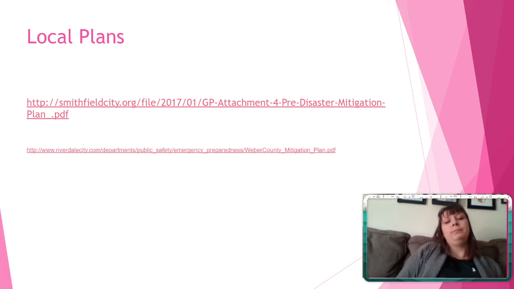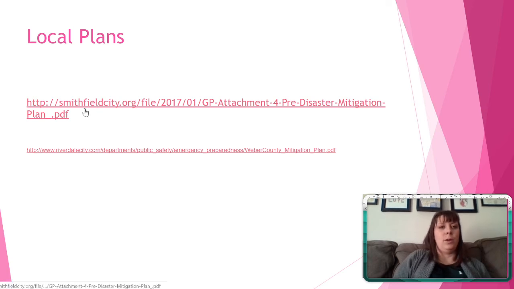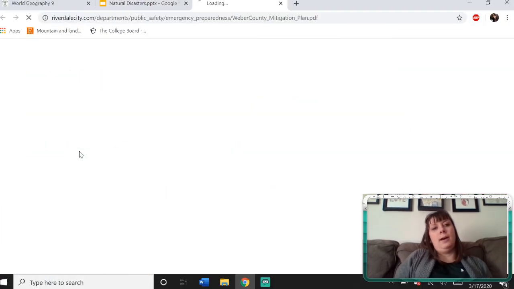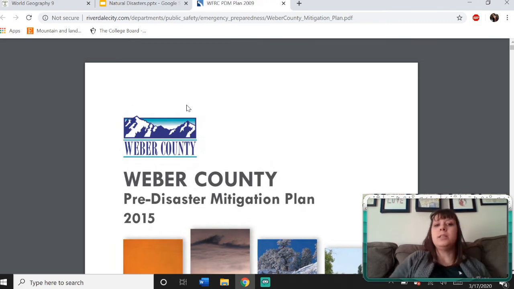Alright, so this last part I wanted to show you guys real quick. I used to live in Smithfield, so I put that one on here. This one says Riverdale City, but it's actually the one for Weber County. One thing that counties or cities can do to prepare for different natural disasters is create a mitigation plan. A mitigation plan is essentially a plan that says if there was a disaster, this is what we would do. This is extremely important because when the disaster hits, people know what to do, where to go, and what the whole system is.